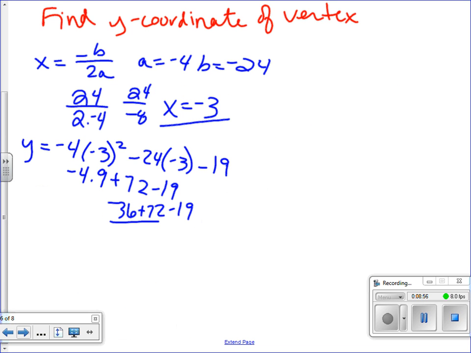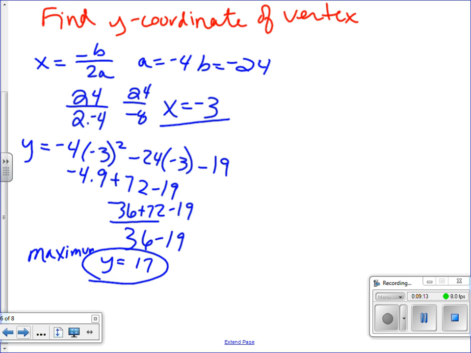Scroll the page down here a little bit. So 36 minus 19. And we have 17. So y equals 17 is our maximum value. And I don't really have to rewrite that again, but I can.